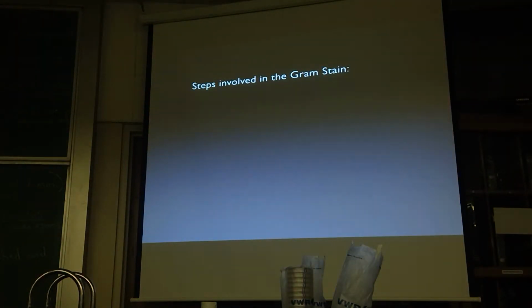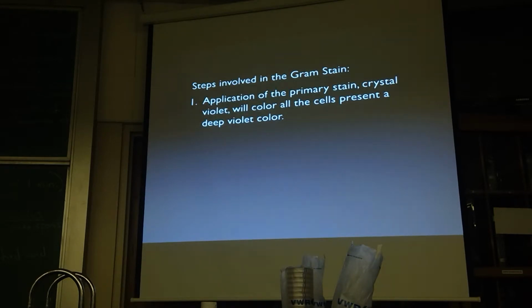Now, when we do a gram stain, we're taking advantage of the fact that these walls are in fact different. The steps in the gram stain involve, first, the application of a primary stain. Our primary stain is crystal violet. When we did the cheek cell stain with crystal violet, you were supposed to stain for 10 seconds. 10 seconds is plenty to get a lot of purple color on cheek cells. But for the gram stain, we apply this color for 60 seconds. We're gonna color everything purple.